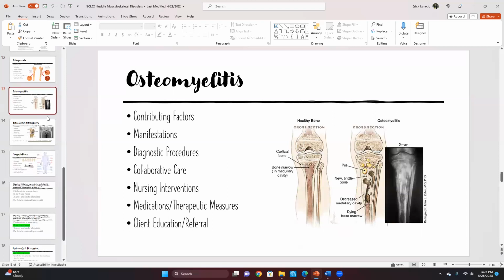So with osteomyelitis, there's going to be a bone biopsy, possibly a bone scan, X-ray, CBC. We're looking at the ESR, an MRI of the bone. We know that antibiotic therapy will be started as soon as possible, and this is going to be a long course of treatment. We have to irrigate the wound if there's a doctor's order, and we're also going to give analgesics because this is very, very painful.